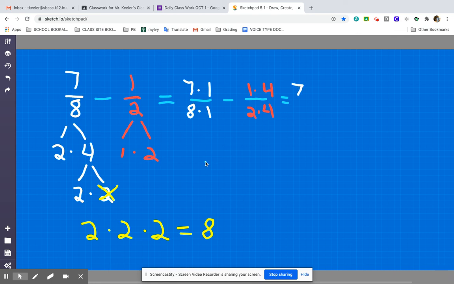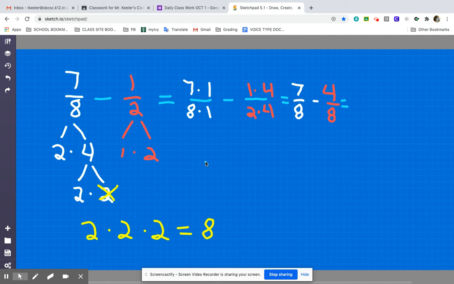So our new fraction is 7 over 8, and you could take that shortcut. You don't have to actually multiply by 1; you could just write down 7/8. And then the red fraction would be 4 over 8. Now you're ready to put your equal sign down, because you have like denominators.